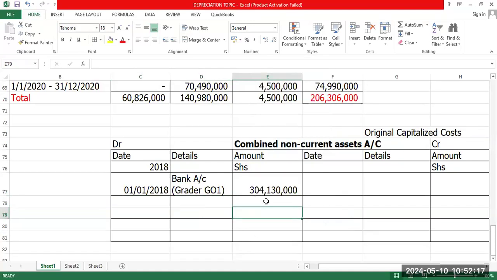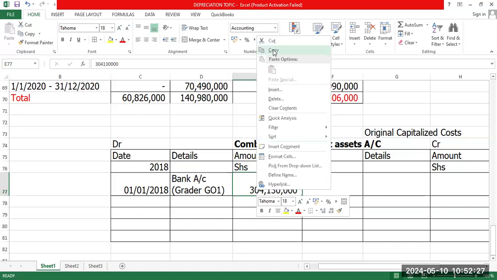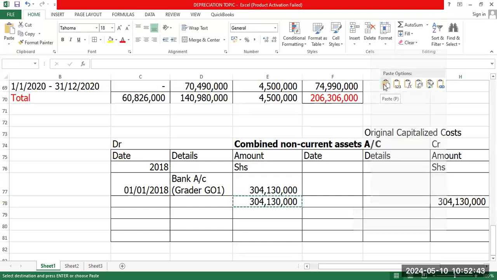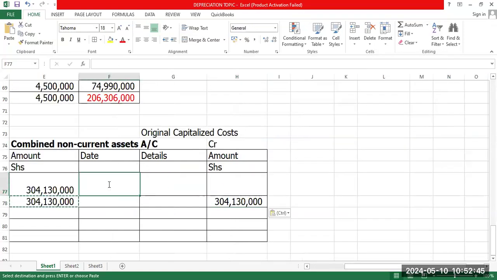Close off means that you balance both sides. So what you have is only this figure. So I can just copy this figure and I paste it here. We are closing off. Do the same. Copy this figure and you just paste it in the other side. Then what will be your balancing? Your balancing on which date? The year is ending on 31st December 2018.